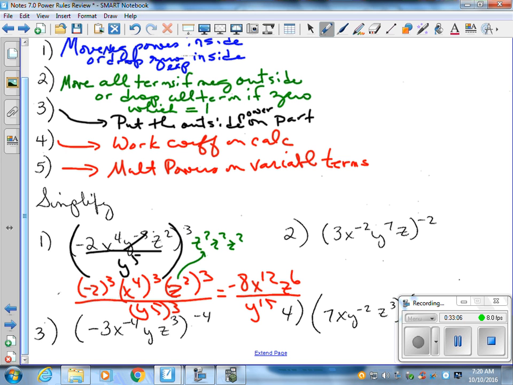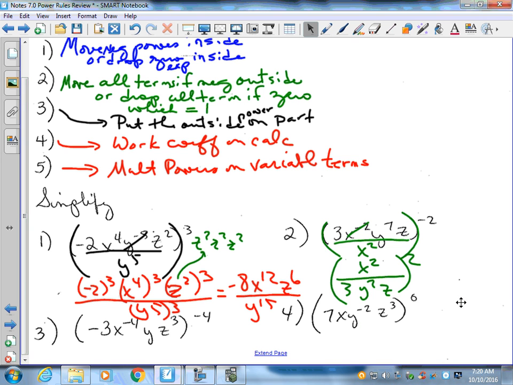So let's look now at the next question. And going back to our rules, it says move anything on the inside that's negative. So I'm going to move this x squared down and make it a positive power. Then it says move anything on the outside that's negative. Because I don't see any zero powers in this one, that makes everybody move. X squared is going to the top, 3y to the 7th z is going to the bottom, and that makes the power on the outside positive because you've moved everybody. You've flip-flopped the entire fraction, causing the power on the outside to turn positive.